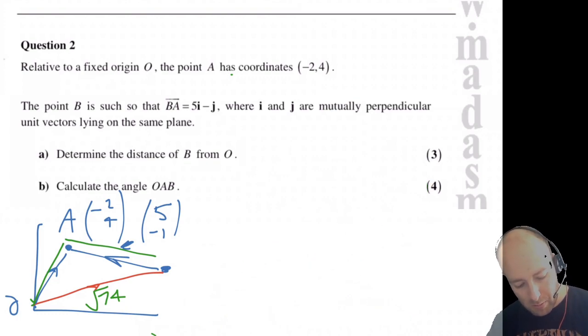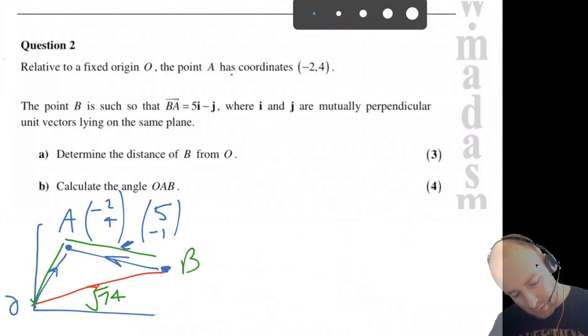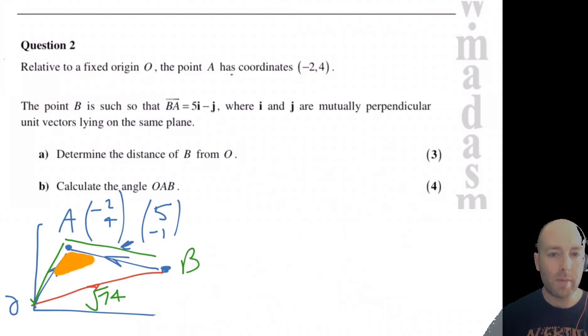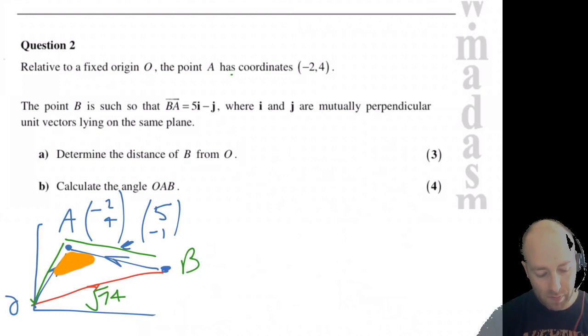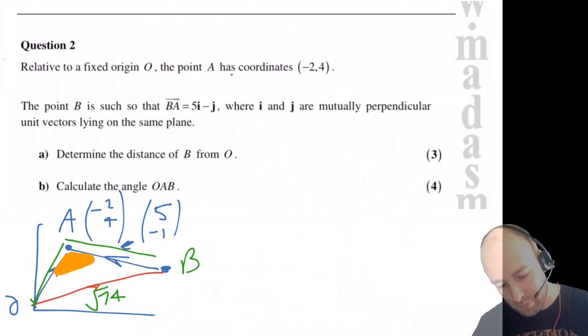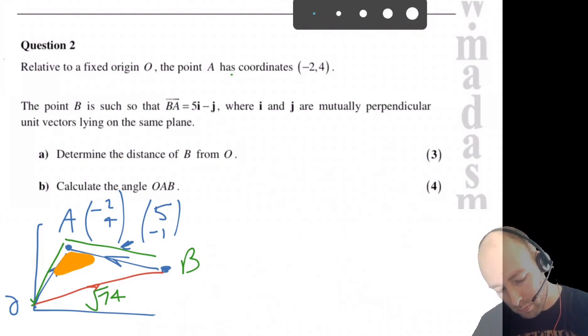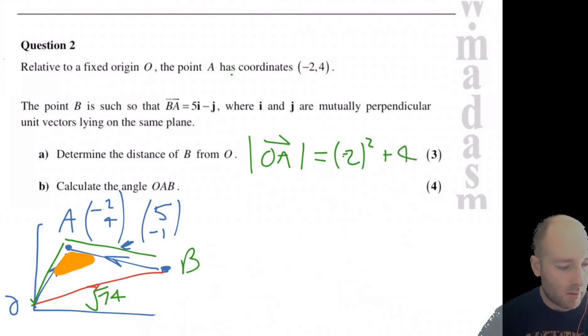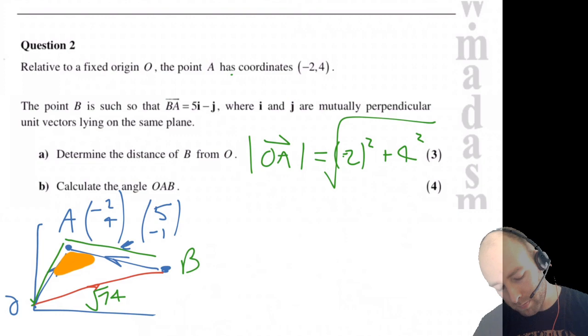So the angle OAB is this angle here in yellow. So I'm going to try and find this angle. We're going to be using the cosine rule, and we need to know the length of each of these sides. So the length of OA is going to be the square root of -2 squared plus 4 squared, which is going to be root 20.